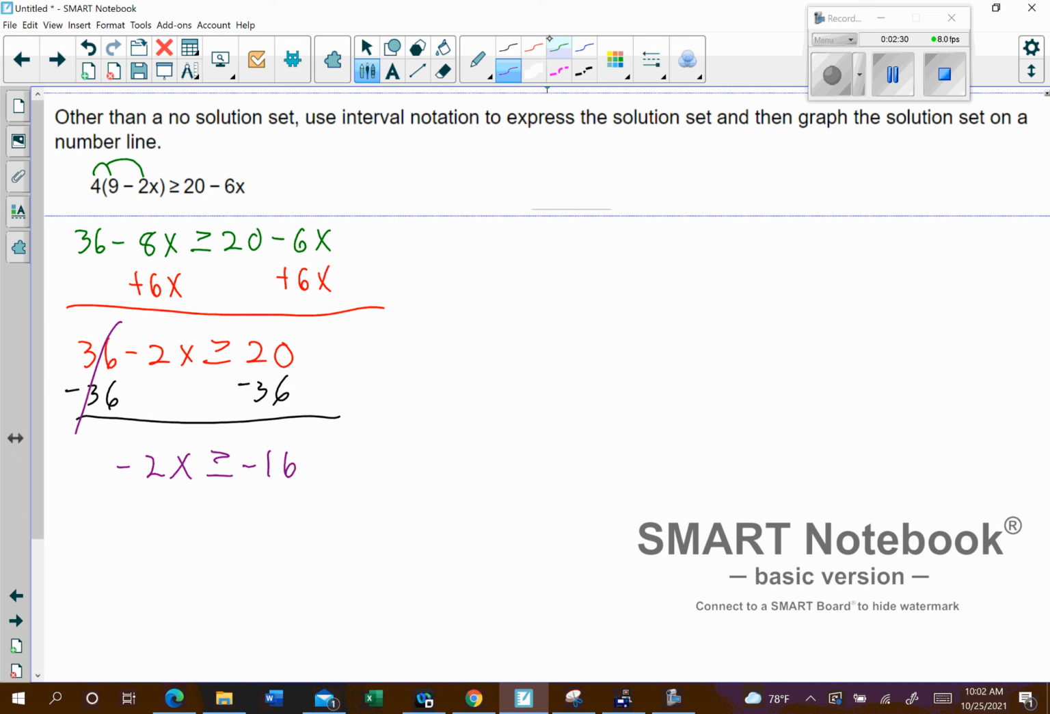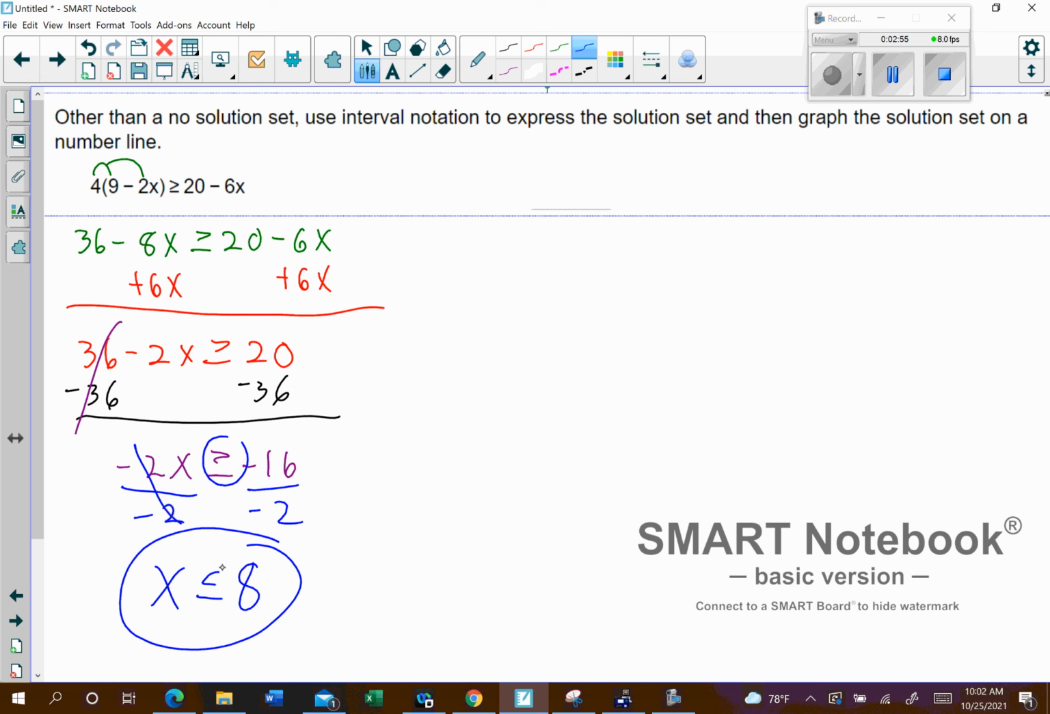Okay, this is where a lot of times students will mix up their signs. Maybe not even their signs, but what we have to do here is when you divide both sides by a negative, it causes the inequality to reverse directions. So what's going to happen here is this will be x, but this will turn into a less than or equal to, and then negative 16 divided by negative 2 is a positive 8. So my solution is values less than or equal to 8. So that's going to be from negative infinity to 8, and then we'll bracket that 8 in.